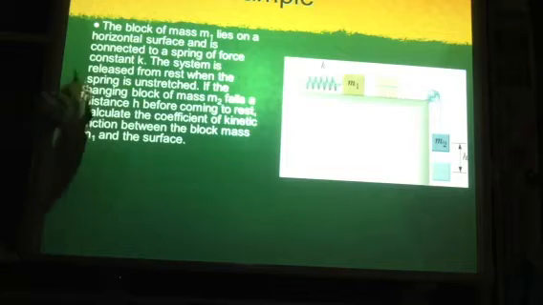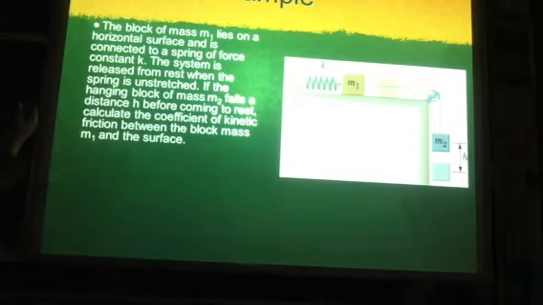Actually, because tomorrow in class we're going to be talking more about Chapter 8, will you do this problem for me? I want you to try this problem tonight for homework, please.